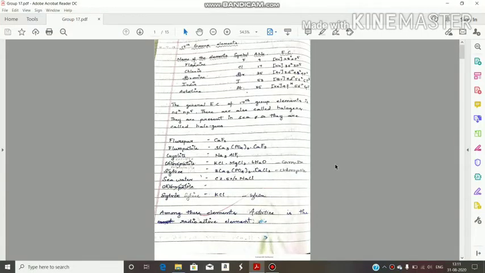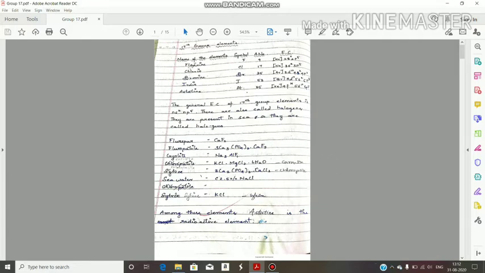Morning students. In the previous video we discussed the 16th group elements. Now we are discussing groups. Till now we completed the 15th group and the 16th group. Now the next group is the 17th group elements.